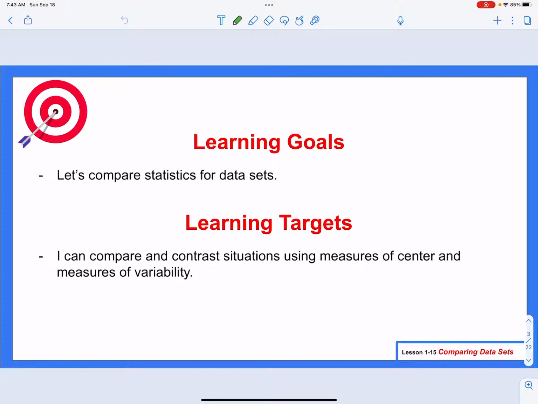Alrighty, so here we go, learning goals. Let's compare statistics for data sets. And our targets: I can compare and contrast situations using measures of center and measures of variability.